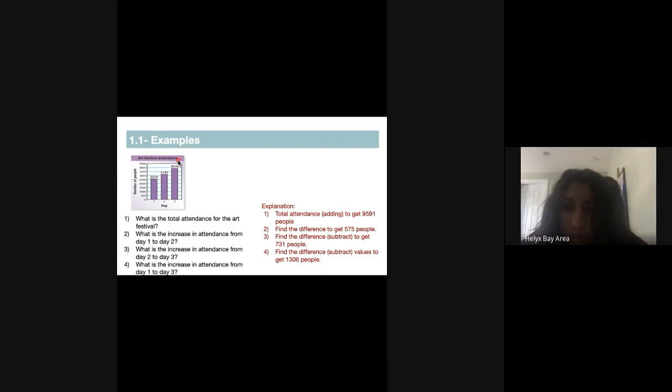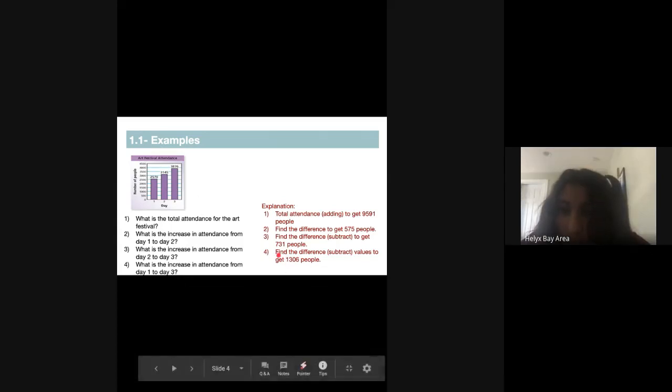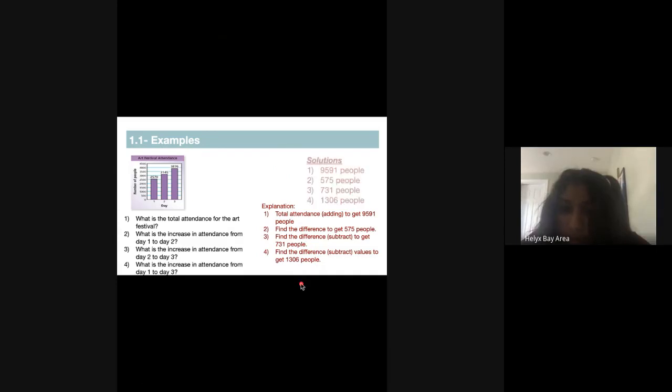And then the fourth one, we find the increase in attendance from day 1 to day 3. So what we can do is we can subtract day 1, the number of people, from day 3. And that would basically be 3,876. And you subtract 2,570 from it. And this would give us 1,306 people. So these are the solutions here to each problem.